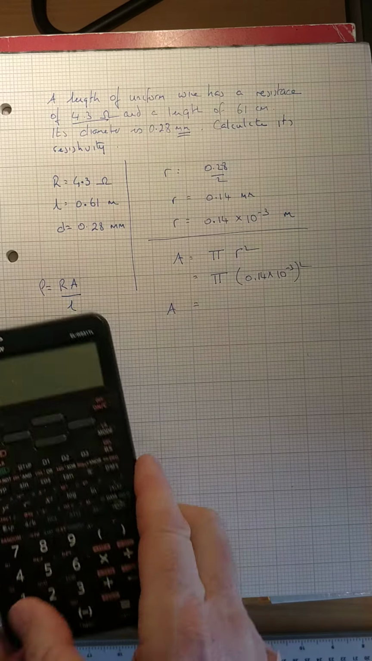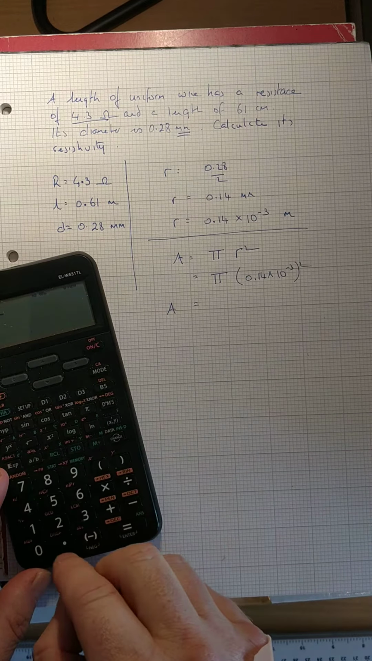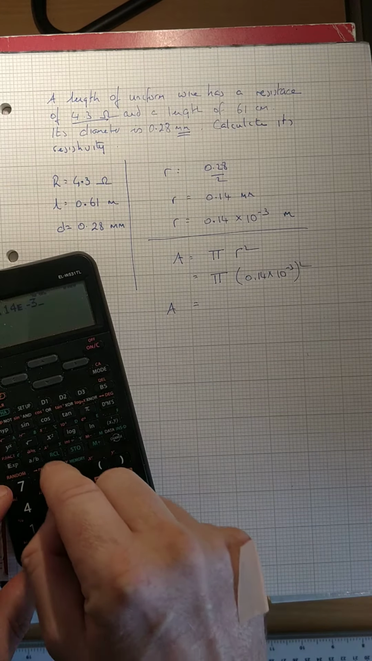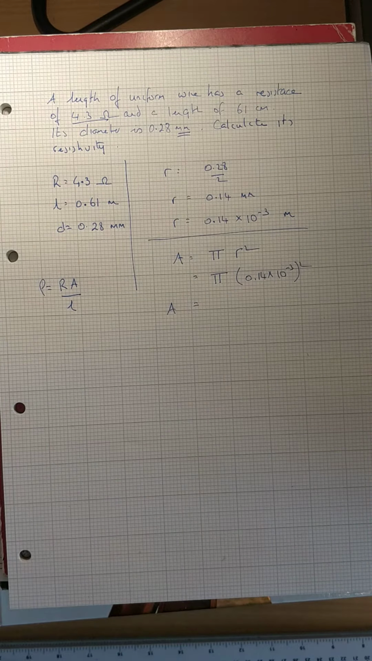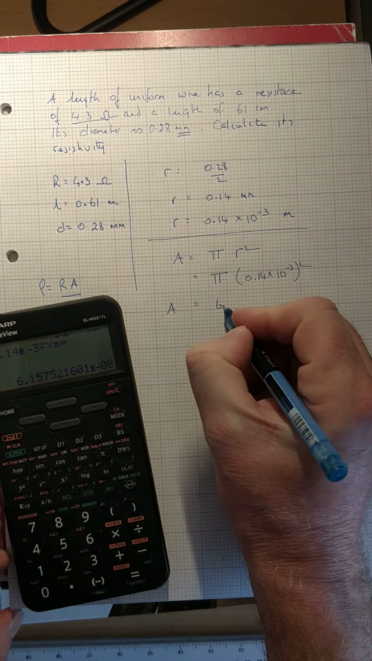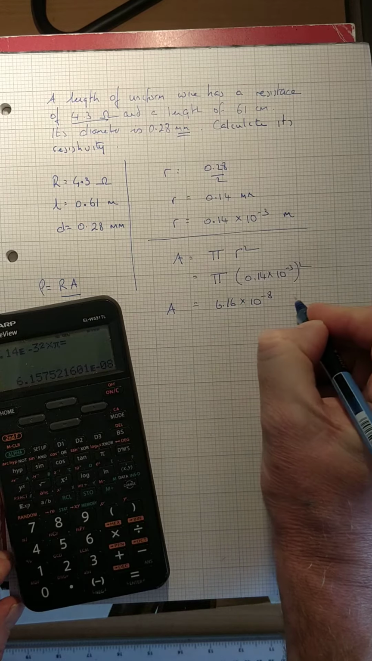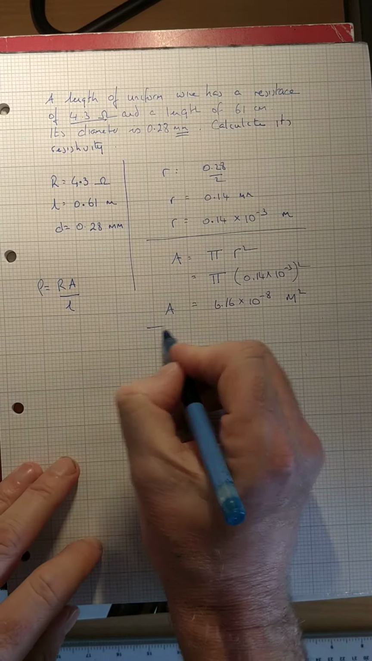Okay, so it's pi multiplied by 0.14 exponential minus 3 to be squared. Okay, so we get 6.16 by 10 to the minus 8 meters squared. It's a really small area. So we have our area now.